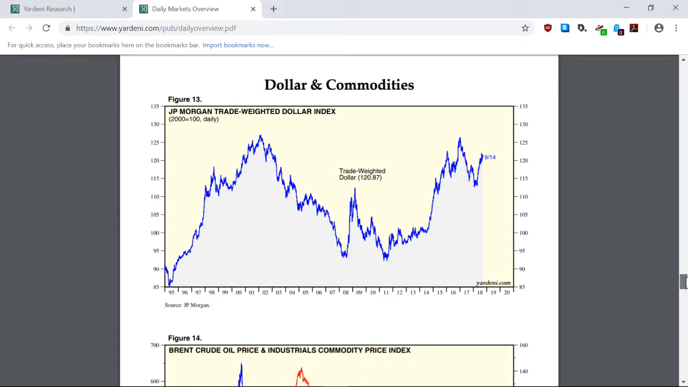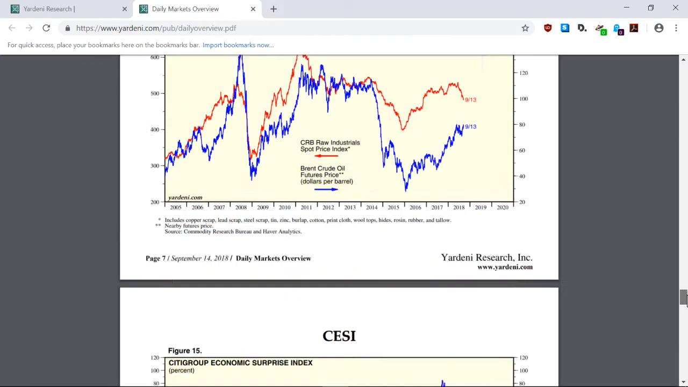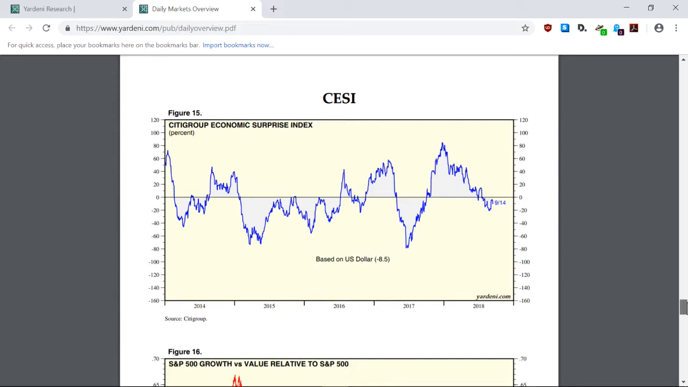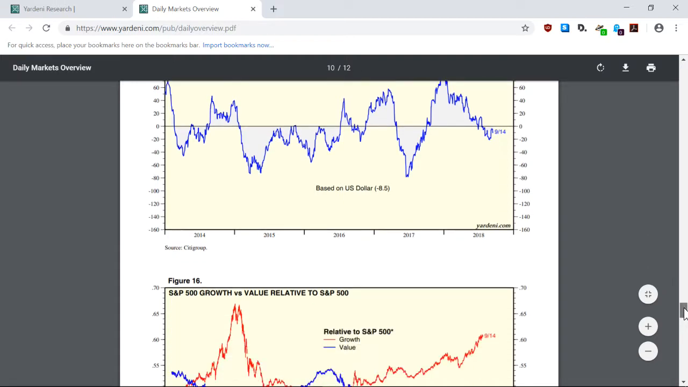Dollars and commodities, it's the weighted dollar index, which basically tells you what the trade-weighted dollar is. You've got crude oil in here, updated. You've got the Citigroup Economic Surprise Index, which is basically telling you whether we're going to have some event we're not expecting, based on some indicators that Citigroup has put together. Just a nice little index for you there.